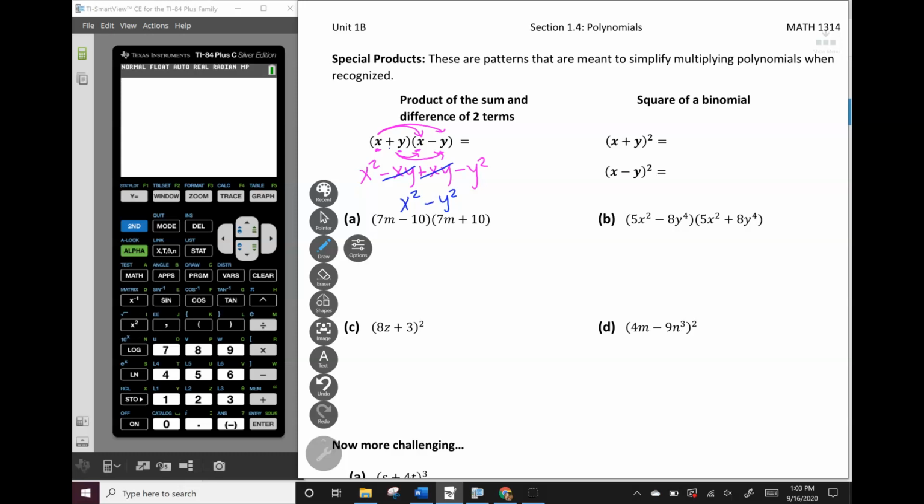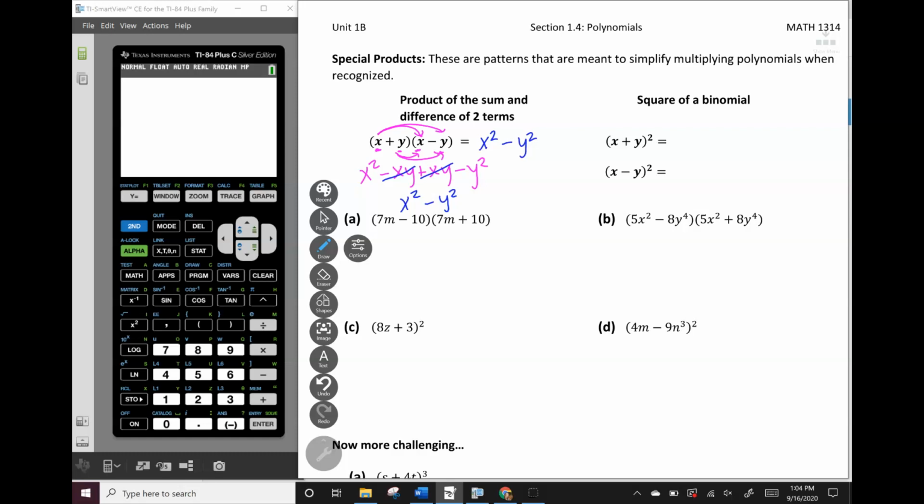Every time you find the product of the sum and difference of two terms, it's going to come out to that first term squared, so x squared, minus the second term squared, because those middle terms will cancel every time.